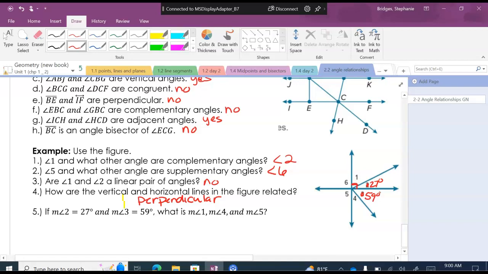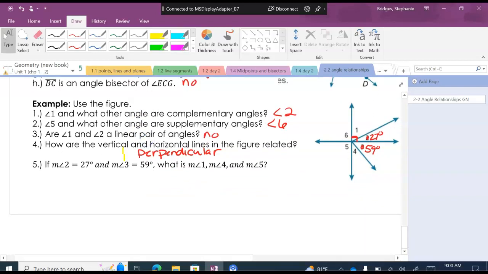What did we say earlier about angle 1 and angle 2? Look back at question 1. What did we say angle 1 and angle 2 are? Complementary are equal to 90. So if angle 2 is 27 degrees, then to find the measure of angle 1, I'm going to go 90 minus 27, which is going to give me 63.